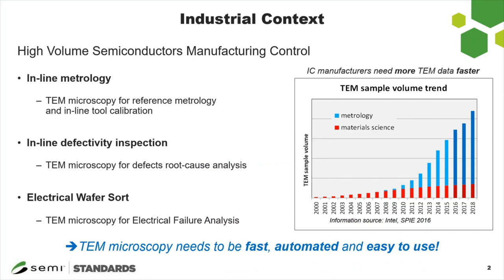Control of high-volume manufacturing of semiconductors is achieved with inline metrology and defect inspection in combination with wafer-level electrical yield testing. But because device structures have become extremely small and complex, transmission electron microscopy, or TEM, is used more and more for reference and calibration metrology, but also to do root cause analysis of defect and yield excursions.